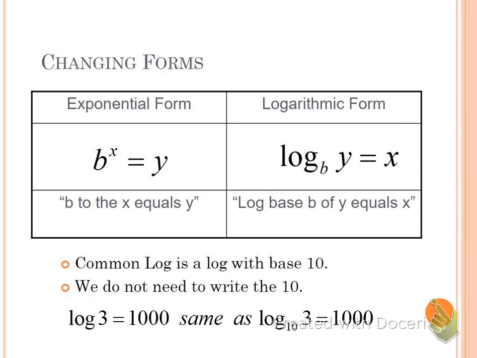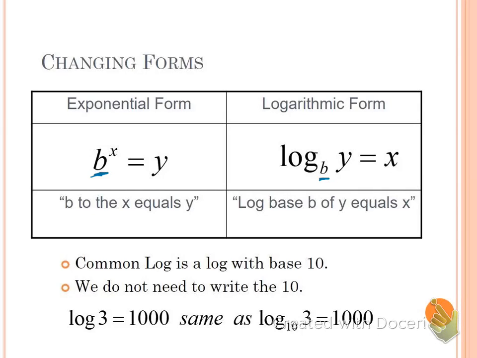Here it is. Exponential form to logarithmic form. A logarithm has a base just like an exponent does, because a logarithm is an exponent. As a matter of fact, the exponent base and the logarithm base are going to be the same thing. So here we have an exponent base of b. Here we write log base b, where that b is the subscript on the logarithm.